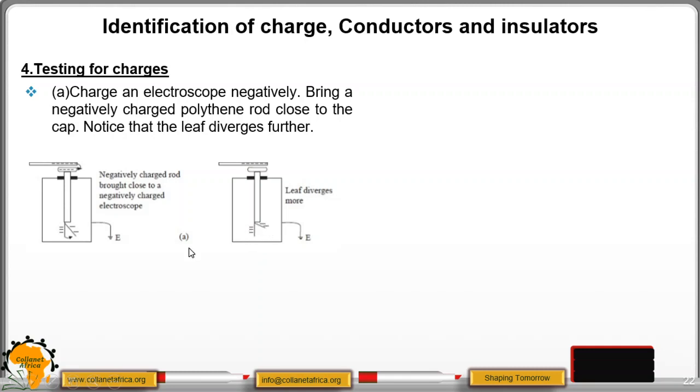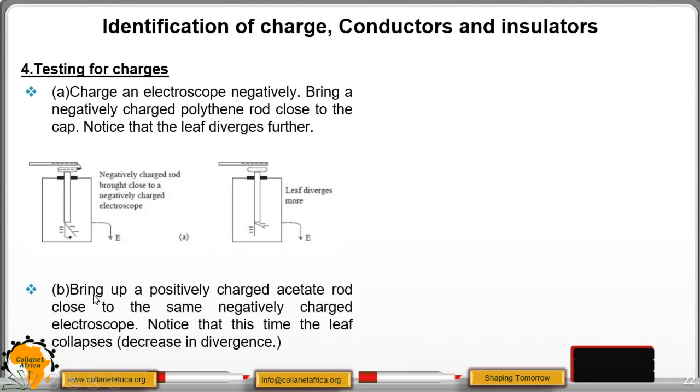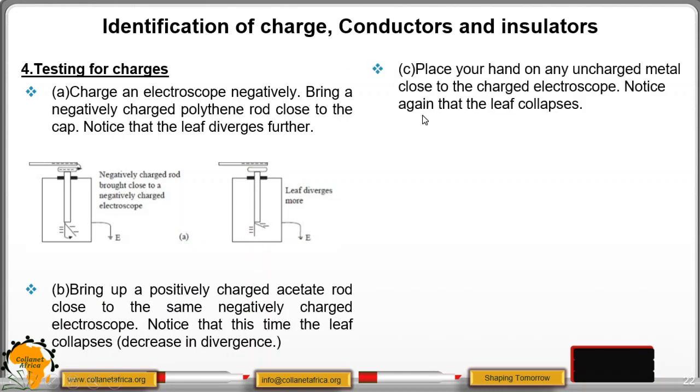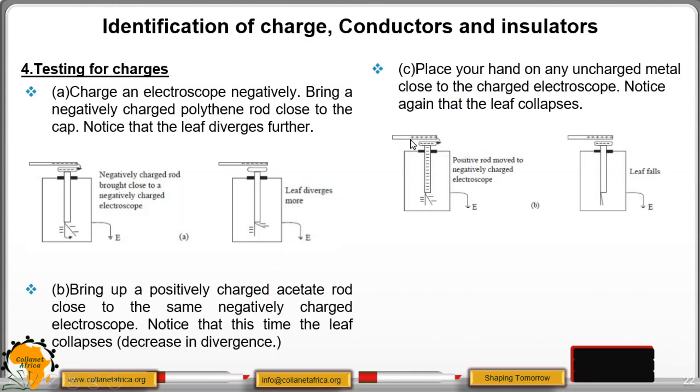Then case 2 is where you bring a positively charged acetate rod close to the same negatively charged electroscope. Note here that they have different charges. Notice that in this case the leaf collapses, as shown in this diagram. We have a positively charged rod. When you bring it closer, all the negative charges from the leaf and the metal plate will be attracted to the cup, and therefore there will be no charge here.